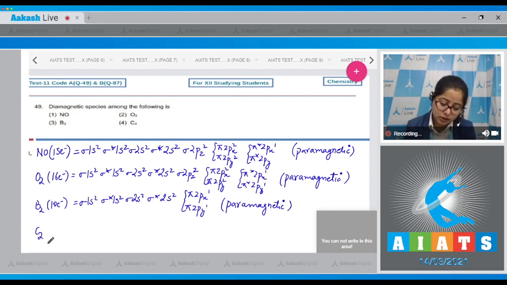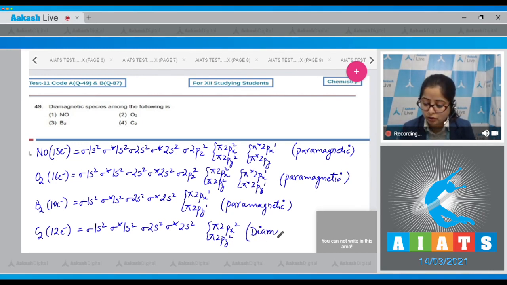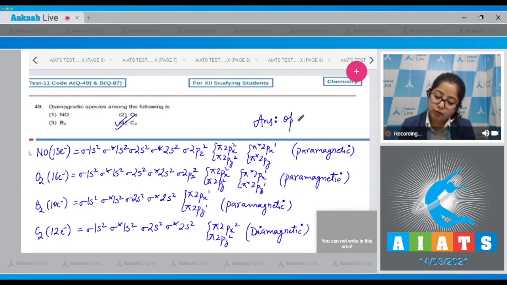Moving to the last, that is C2. In this case, there are 12 electrons. So σ1s², σ*1s², then we have σ2s², σ*2s². Then we have π2px² and π2py². In this case, there are no unpaired electrons. That means C2 is diamagnetic in nature. So the correct answer for this question is option number 4.